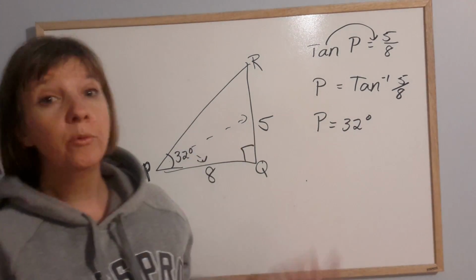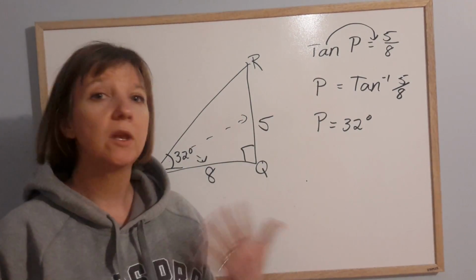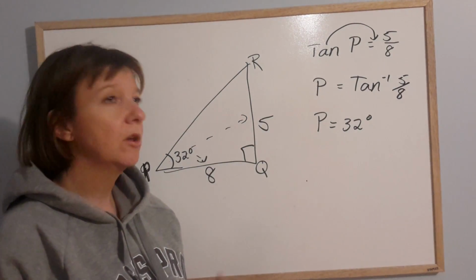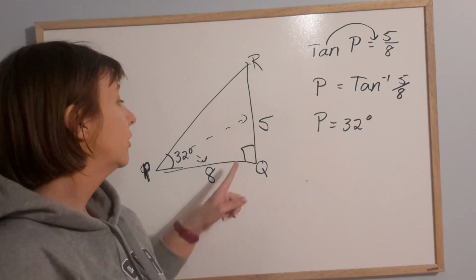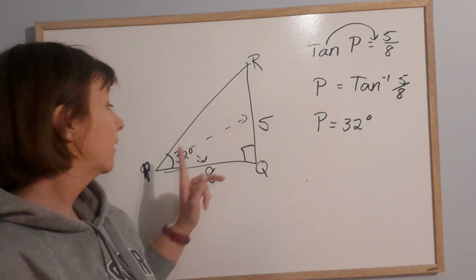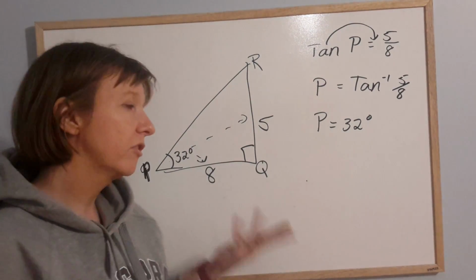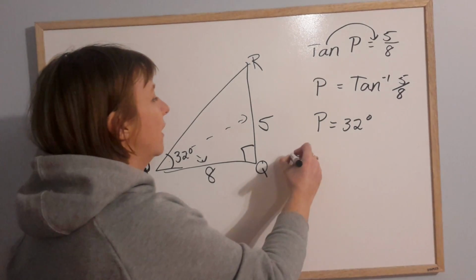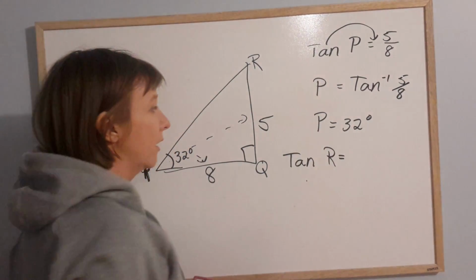Now, if all we wanted to know was angle R, we could figure that out and we wouldn't need any big fancy trig, because we know in a triangle all angles add up to 180. So you could just do 180 minus 90 minus 32, and that would tell you what R should be. But, of course, they don't just ask that. They want to know what is the tan ratio for angle R.